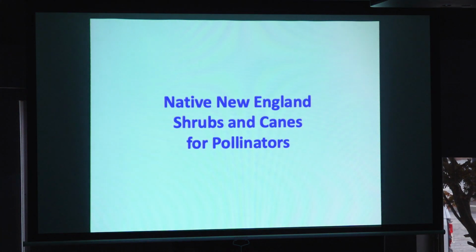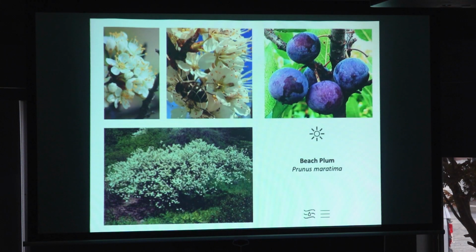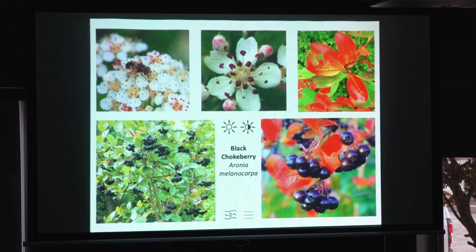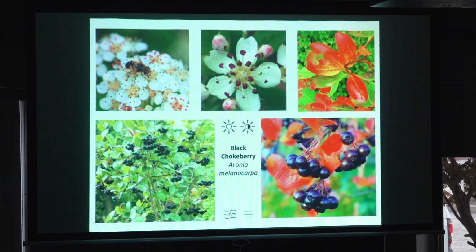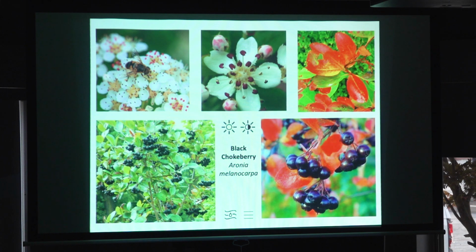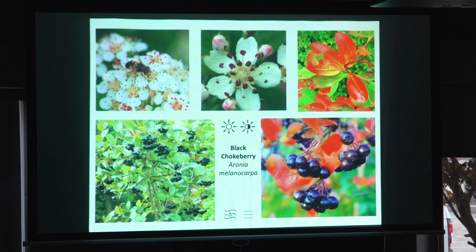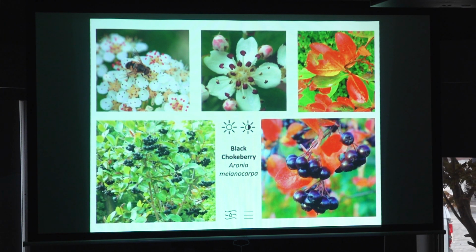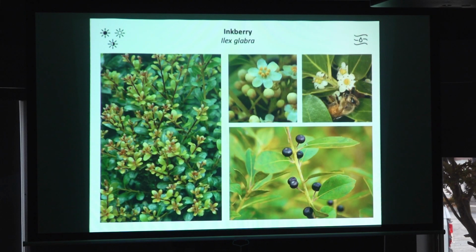And now it's time for the shrubs and canes to strut their stuff, okay? Beach plum can be a shrub. Black chokeberry, one of my absolute favorite shrubs. Those fruits are incredibly loaded with antioxidants. Nutritionally, they're just powerhouses for people as well as for birds, and they're good for pollinators as well. So it's a win-win, and beautiful in the fall. One of my favorite plants.